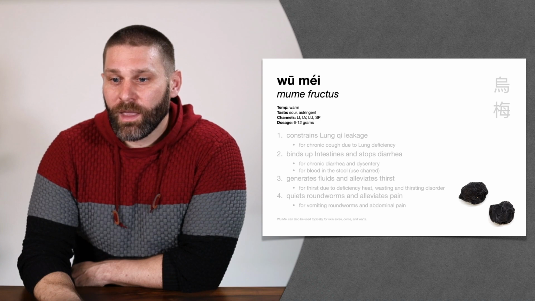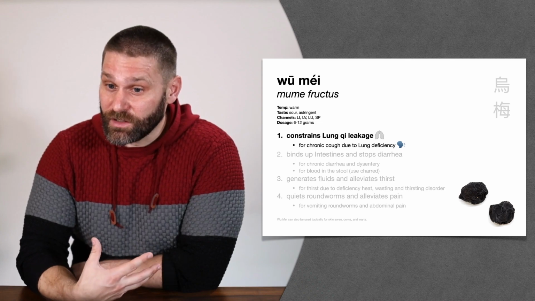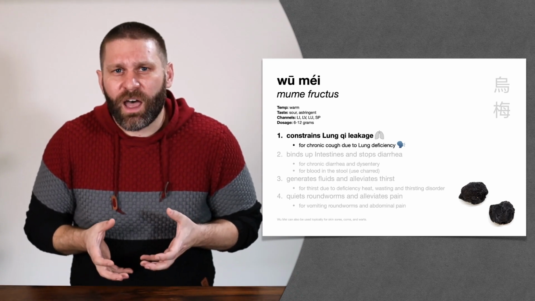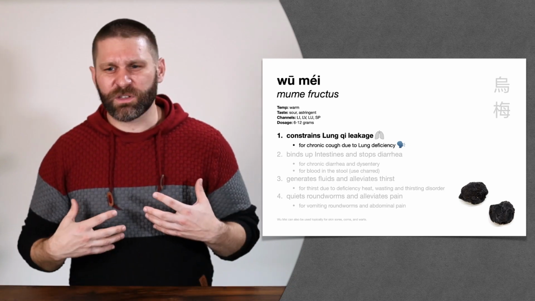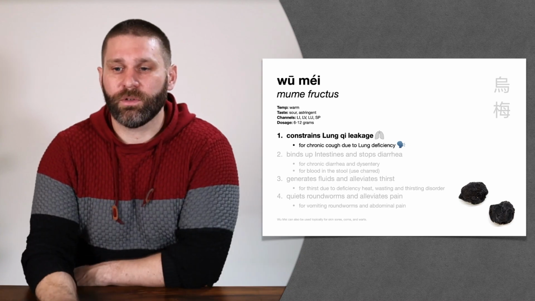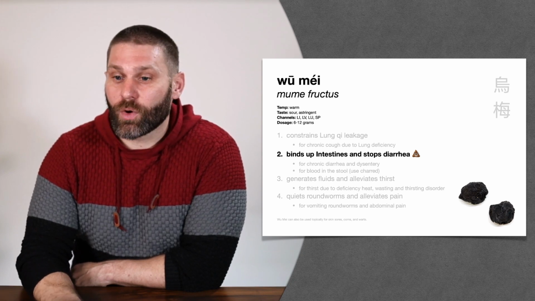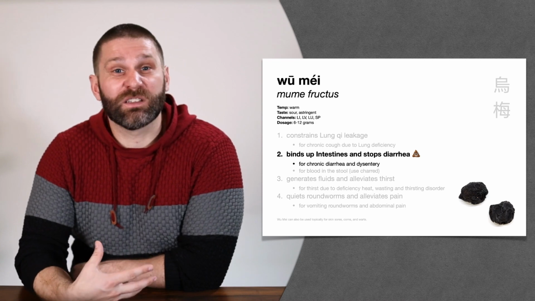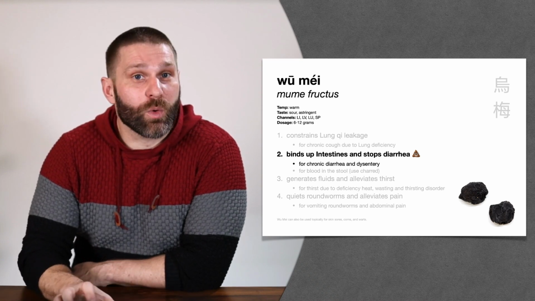And so ume, a very important herb that we need to know, and it has a lot of different actions. So number one, it does constrain lung qi leakage for chronic cough due to lung deficiency. And we'll find that a lot of these in this category of stopping diarrhea are also good for stopping cough as well. So this can be for chronic cough due to lung deficiency, not necessarily for sweating. But here, its main action in this category is binding up the intestines and stopping diarrhea. So this is for chronic diarrhea and dysentery. Again, usually this is a chronic long-standing condition where there's some deficiency, and that's why we want to astringe and stop diarrhea.